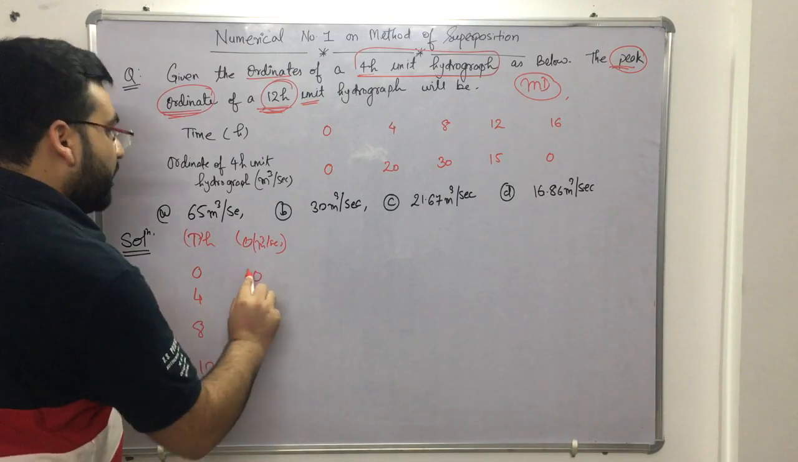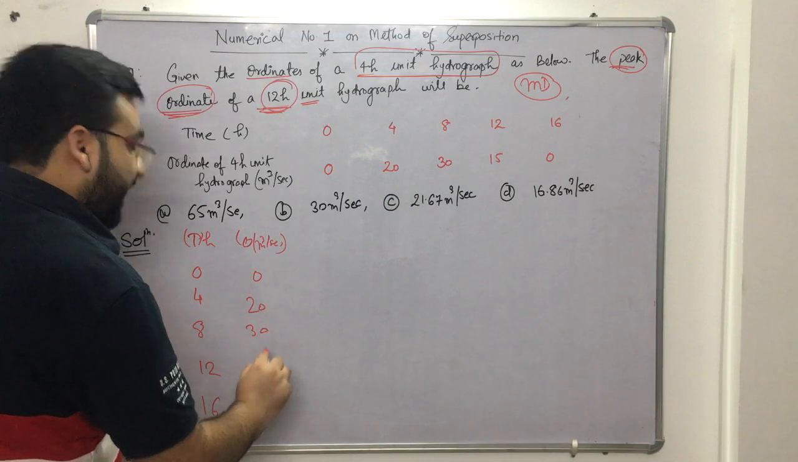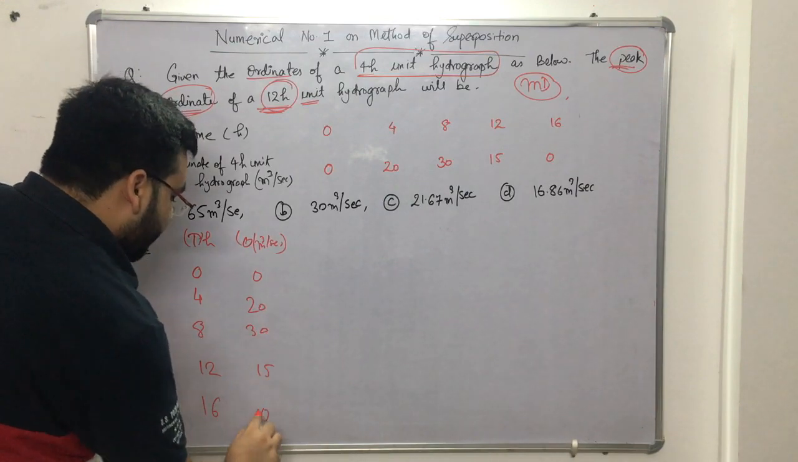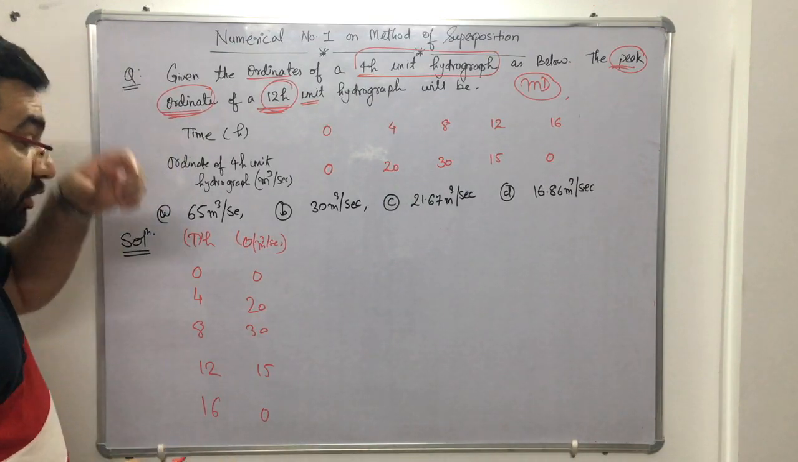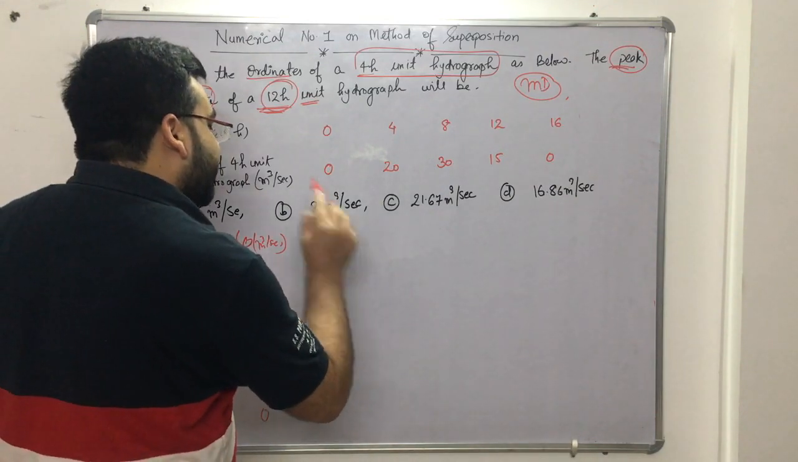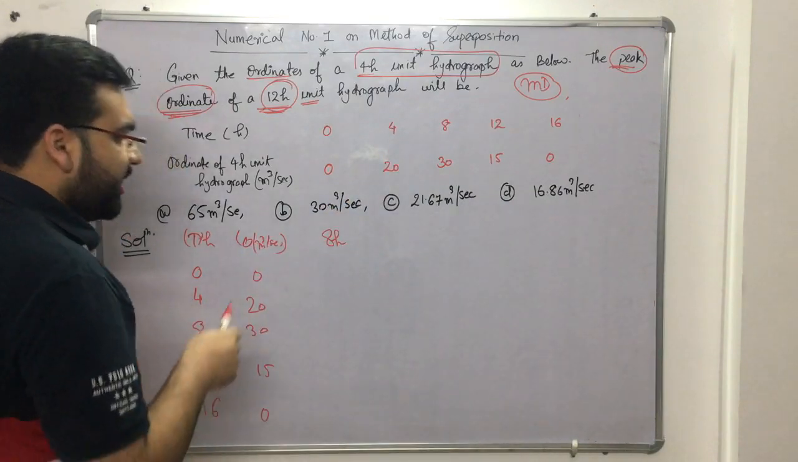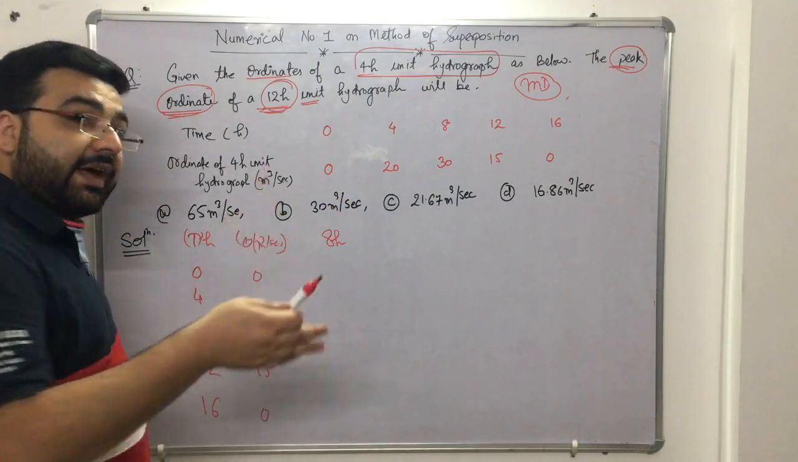Ordinate is 0, then we have 20, then 30, then 15, and then 0. Now, first of all, let me calculate the unit ordinates of an 8-hour unit hydrograph, because 4 plus 4 will be 8 and then plus 4 will be 12, right? So we have to go step by step because 3 graphs will be there.